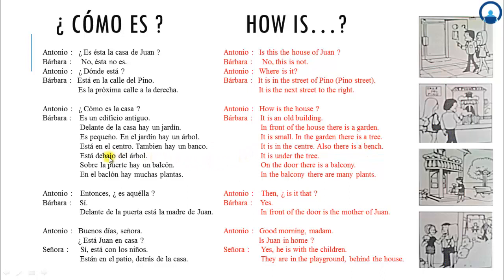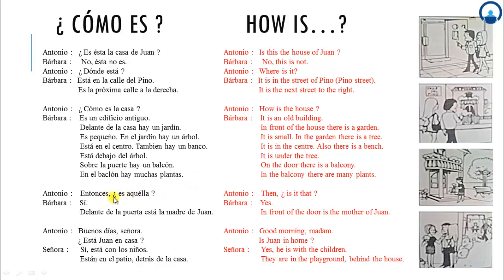Okay, let's move ahead. Está debajo del árbol. It is under the tree. Sobre la puerta hay un balcón. On the door there is a balcony. En el balcón hay muchas plantas. In the balcony there are many plants. Muchas means many and plantas means plants.